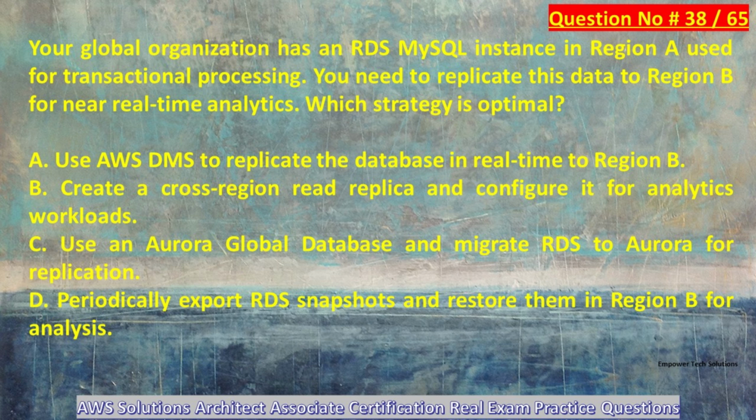A. Use AWS DMS to replicate the database in real-time to Region B. B. Create a cross-region read replica and configure it for analytics workloads. C. Use an Aurora global database and migrate RDS to Aurora for replication. D. Periodically export RDS snapshots and restore them in Region B for analysis.